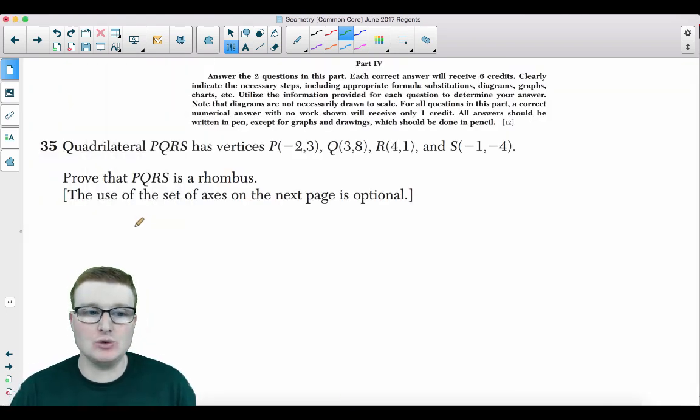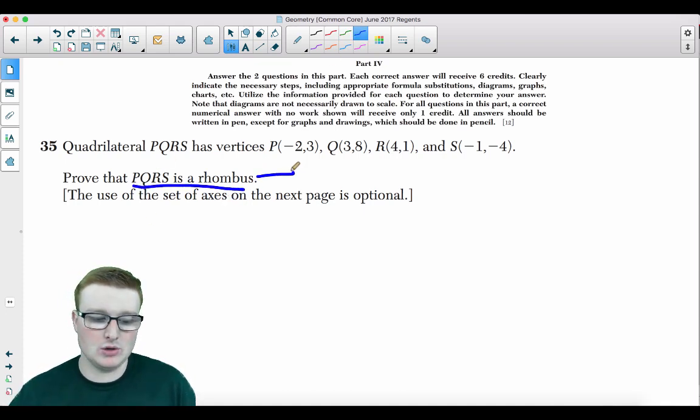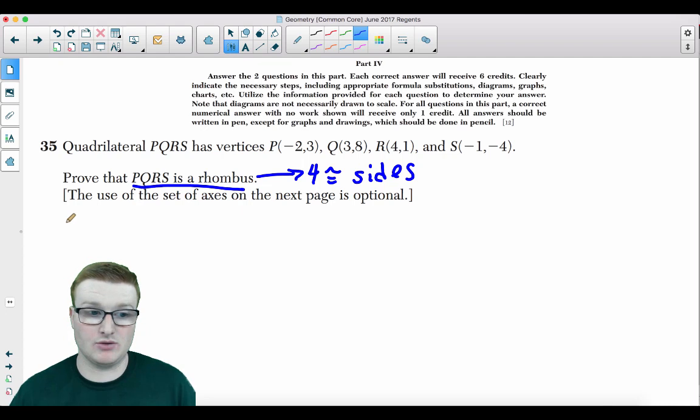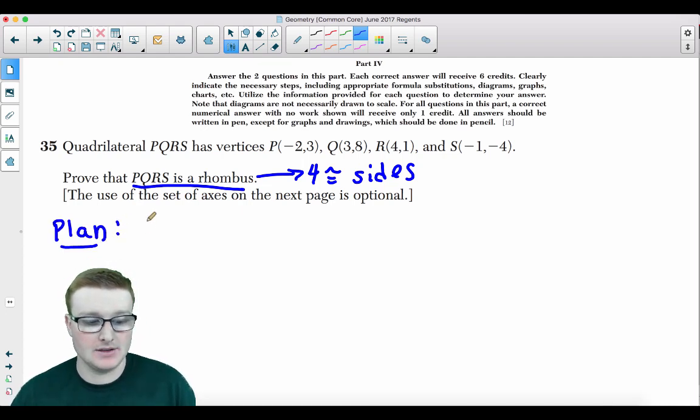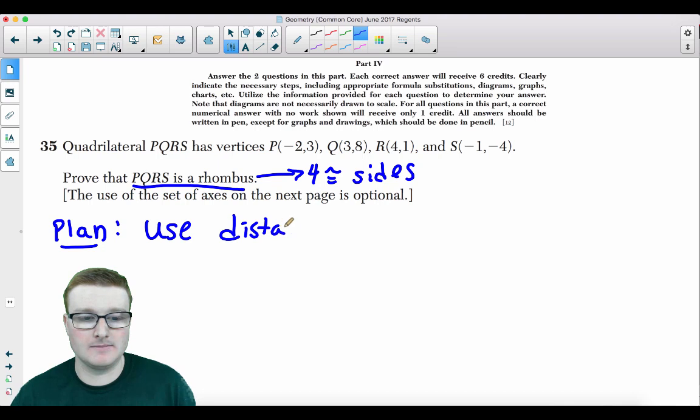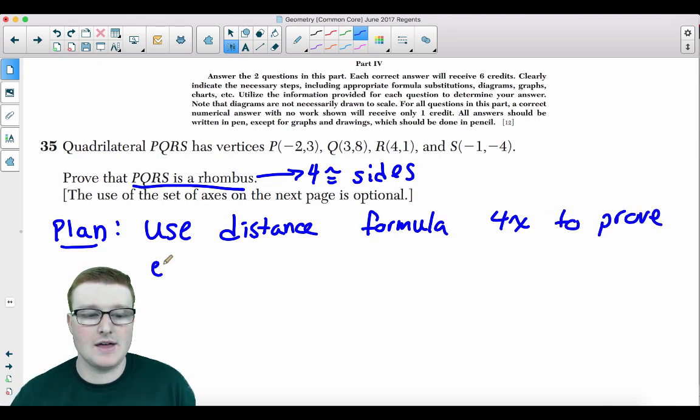Okay, this question, you take the 6 points and you run with it. It's that simple. Quadrilateral PQRS has the vertices P(-2, 3), Q(3, 8), R(4, 1), and S(-4, -1, -4). Prove that PQRS is a rhombus. What you need to know is that a rhombus has 4 congruent sides. That will help you a lot to get this question right. So here's our plan. The plan is to use the distance formula 4 times to prove that all sides are congruent.